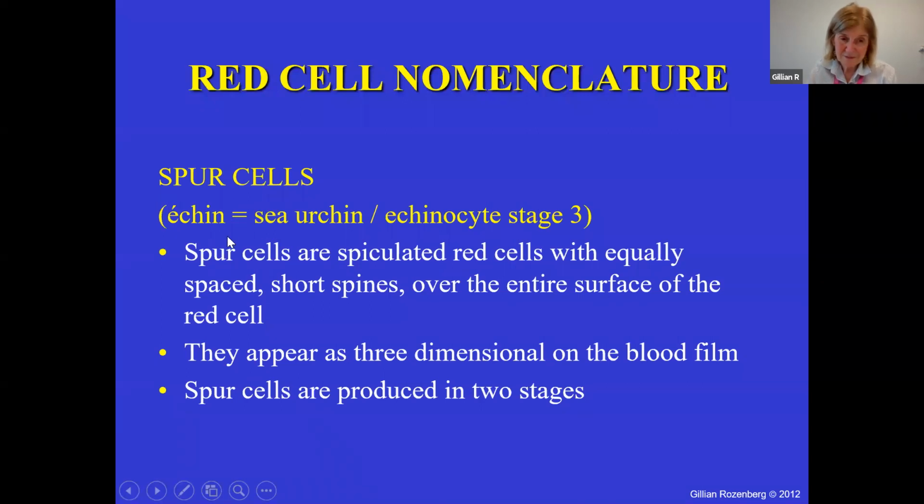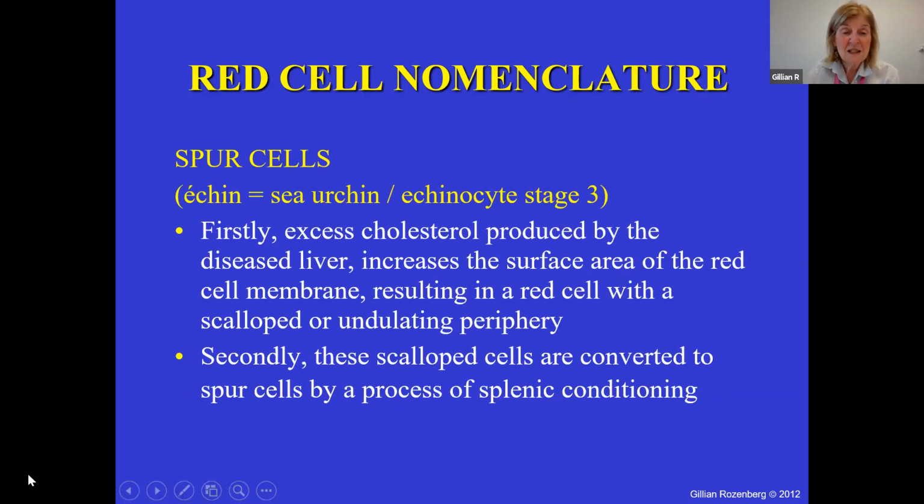Spur cells. Spur cells are spiculated red cells with equally spaced short spines over the entire surface of the red cell. They appear as three-dimensional on the blood film. Spur cells are produced in two stages. Firstly, excess cholesterol produced by the diseased liver increases the surface area of the red cell membrane, resulting in a red cell with a scalloped or an undulating periphery. Secondly, these scalloped red cells are converted to Spur cells by a process of splenic conditioning.